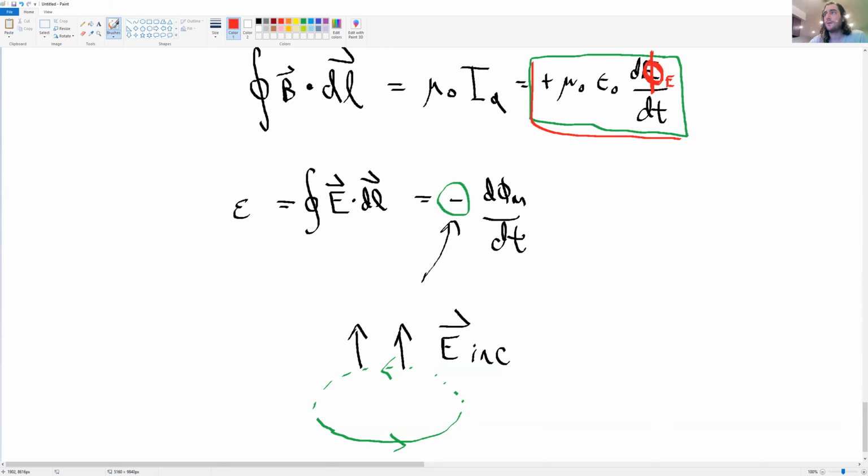So when you apply Ampere's law, there's no minus sign, it's a plus sign. Okay, it's a plus sign. So the magnetic field will be induced as shown here in this picture. So if E increases, B will be in this direction.